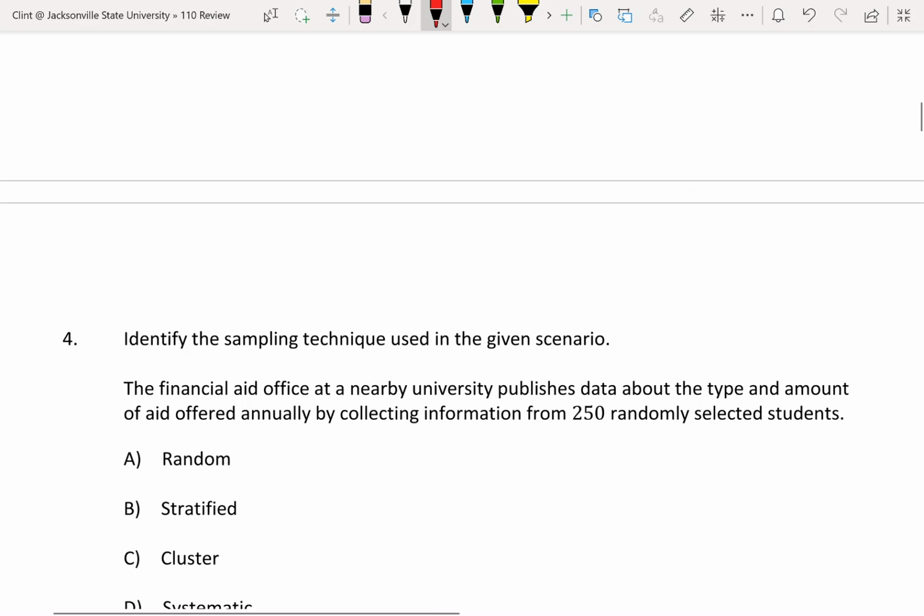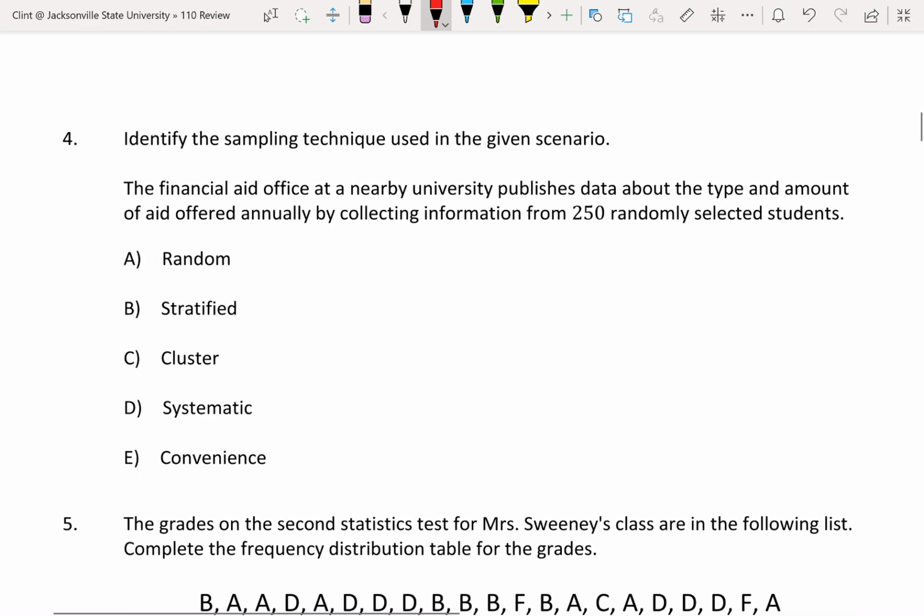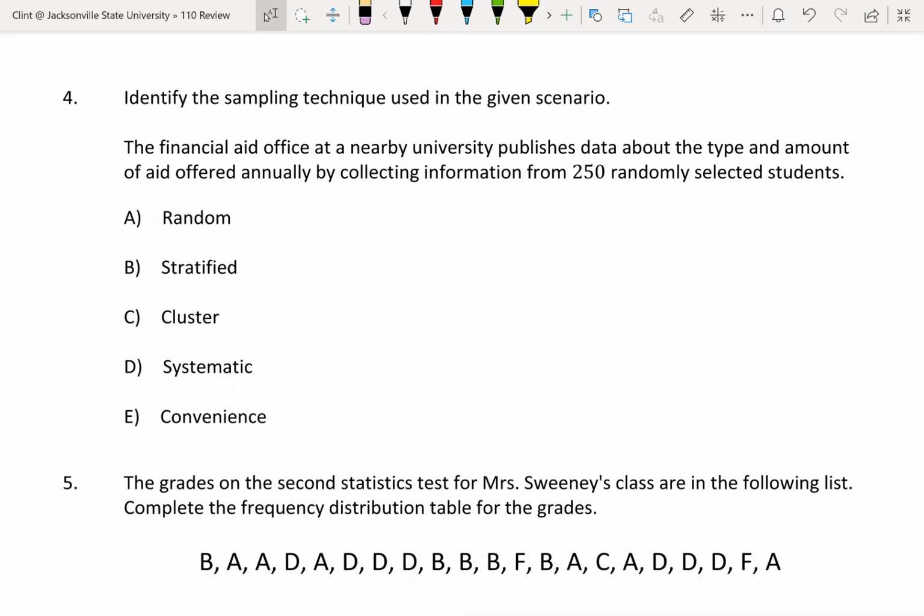Number 4 is identify the sampling technique. It says the financial aid office at a nearby university publishes data about the type and amount of aid offered annually by collecting information from 250 randomly selected students. That's all it says. It says the 250 are just randomly selected, so nothing special. What kind of sampling technique is that?